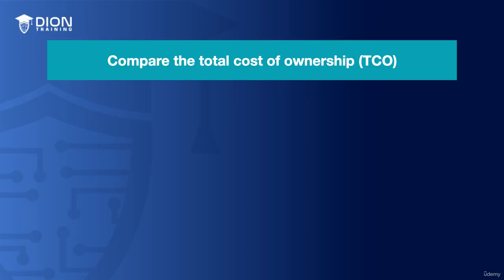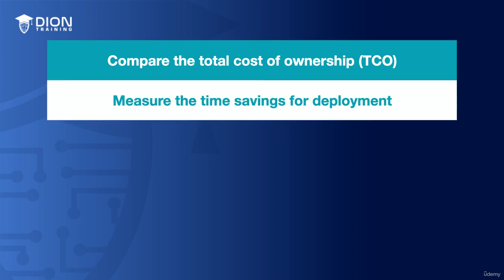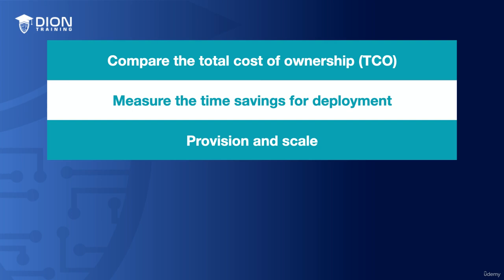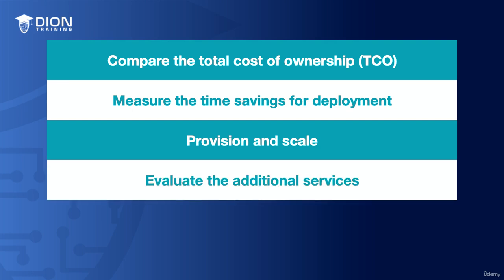During our proof of value evaluation, we can compare the total cost of ownership, known as a TCO, for our company's current on-premise learning management system with the total cost of ownership for a cloud-based proposed learning management system. We could also measure the time savings for the deployment, provisioning, and scaling of the cloud-based system, as well as evaluating the additional services provided by the cloud-based infrastructure, such as automatic updates, high availability, and disaster recovery, and see how all of that compares to the old system that was on-premise.